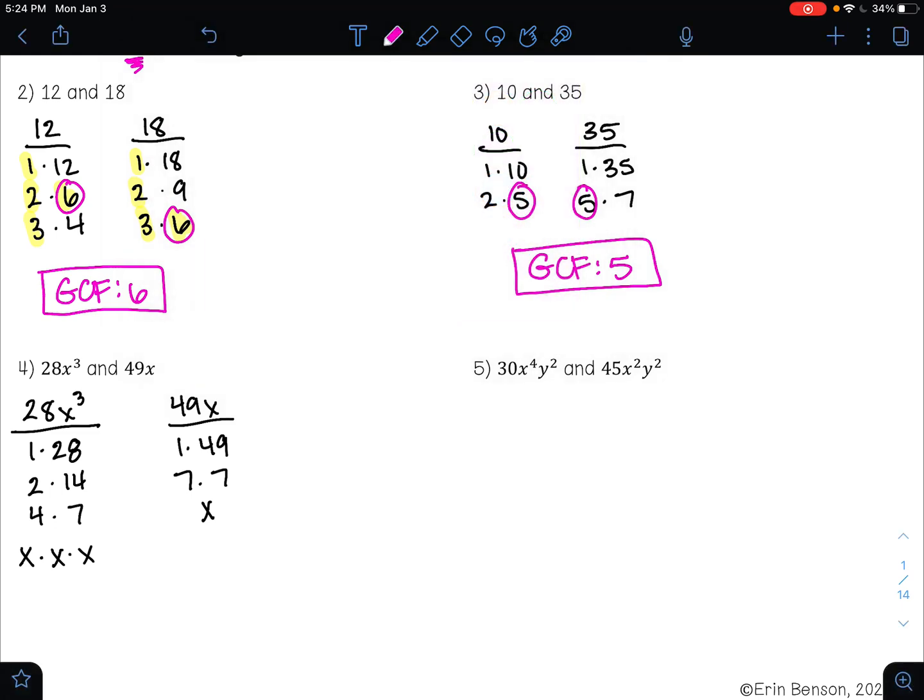So let's see. What is the greatest common number factor? The largest number that these two have in common is 7. So my GCF has 7 in it. How many x's do they have in common? Well, they each have at least one x. So my GCF is 7x. It can't be 7x squared or 7x cubed because this one only has one x. Whatever they have the same of, that's what your exponent is going to be. Here, we can circle 1 in each. I can't circle more than 1 because this one doesn't have more than 1. So my exponent for x is 1. My greatest common factor of 28x cubed and 49x is 7x.